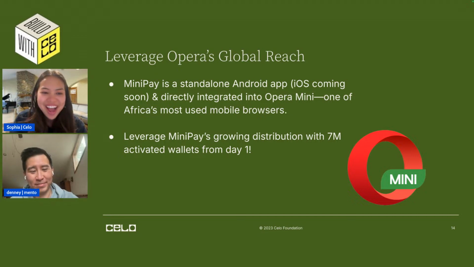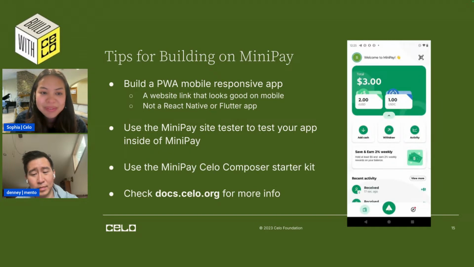Apologies for that. What can happen when you build on MiniPay and you have an app on MiniPay is you get to leverage MiniPay's growing distribution with 7 million activated wallets from day one. So all those users on those wallets can actually see your app. So it's one of the strongest distribution channels in all of Web3.